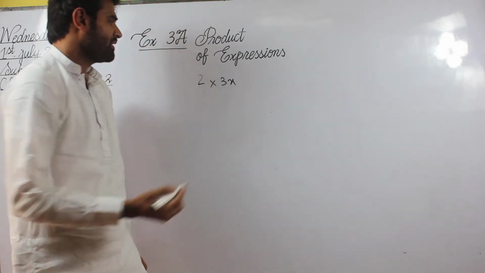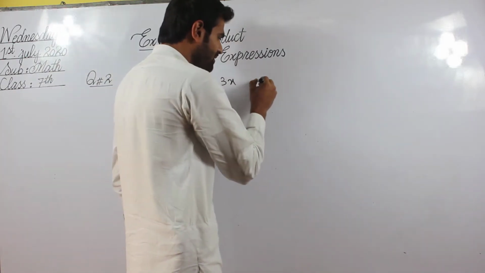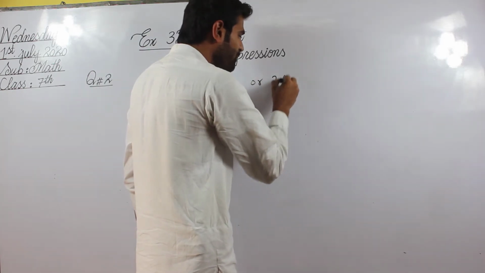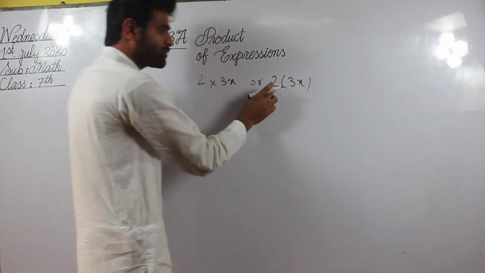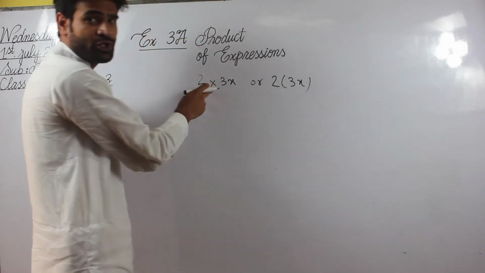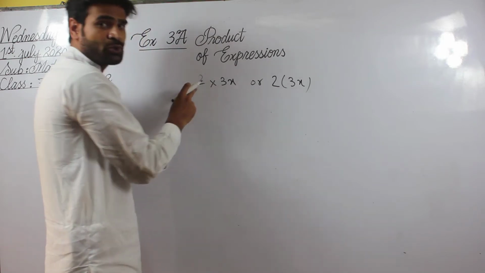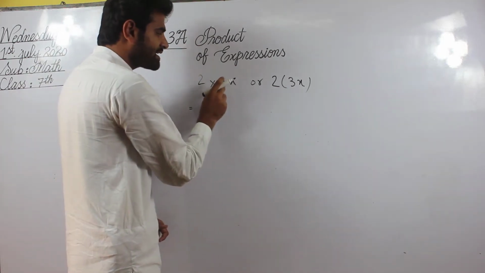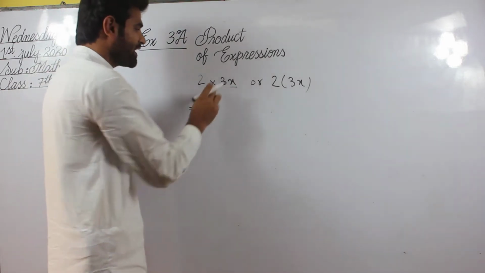Multiplication we write in two ways: 2 multiply 3x, or we also write 2 into 3x. Their meaning is the same. It also means multiplication, hence we use the sign of multiplication. So here 2 is a constant and the second number is 3x. Here the variable is x and the coefficient is 3.